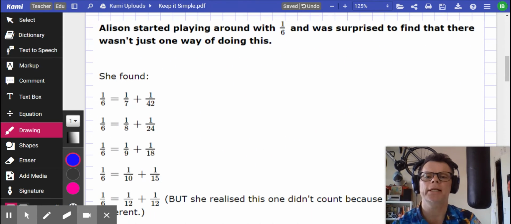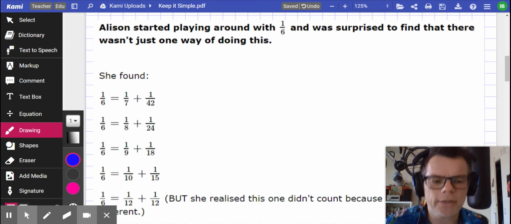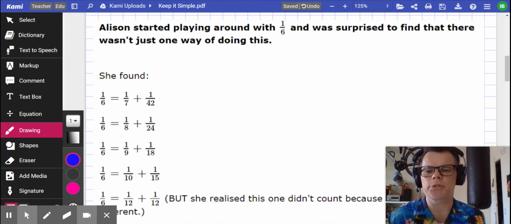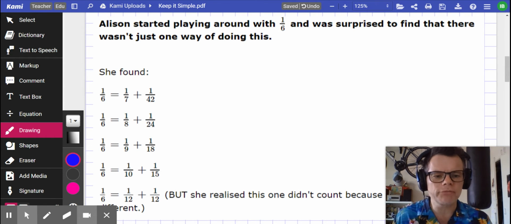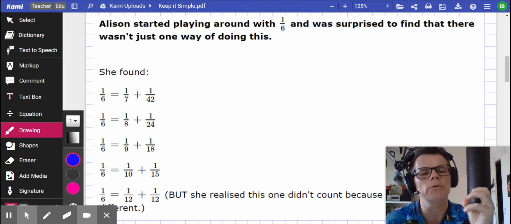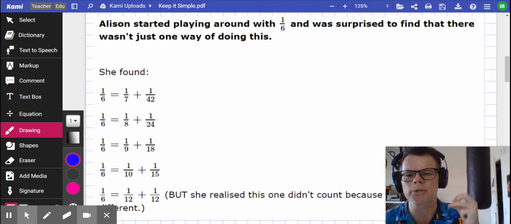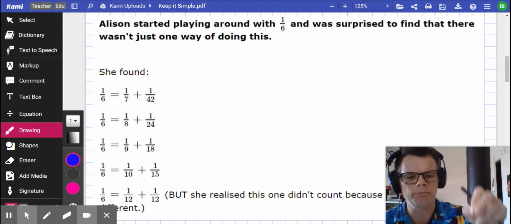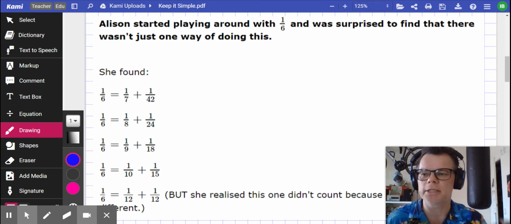Alison started playing around with 1/6 and was surprised to find there wasn't just one way of doing it, that you can find a sum of unit fractions which is equal to a sixth. So should we just check these? What you can do now is pause the video, check those answers, do the working. It will help you solve this problem. In doing that working, it will help you later in the problem. So do the working, script it in your books on a piece of paper. I'll go through them in a minute. Pause the video now, please.